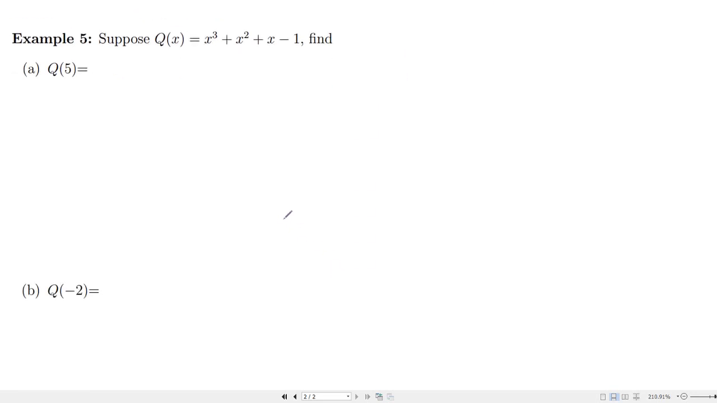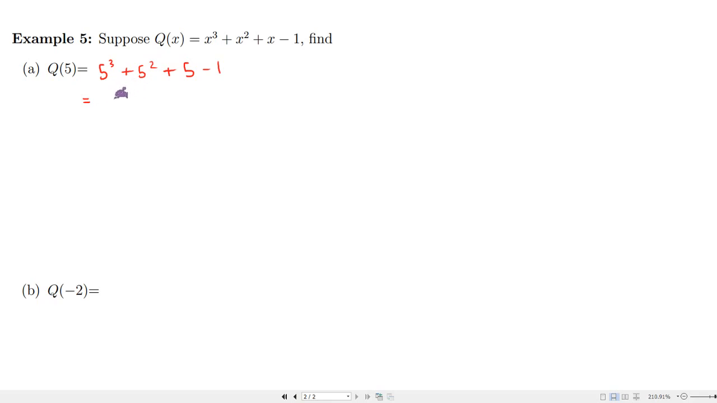Okay, so now let's suppose that we have the following polynomial. Q of x is x cubed plus x squared plus x minus 1. And we want to find the value of a polynomial at these certain inputs. Just like what we did with linear functions, or functions in general, you're just going to have the same procedure. This is your input, and so you plug that in. This is the rule, and so it'll be 5 cubed plus 5 squared plus 5 minus 1. And so we just need to simplify this.